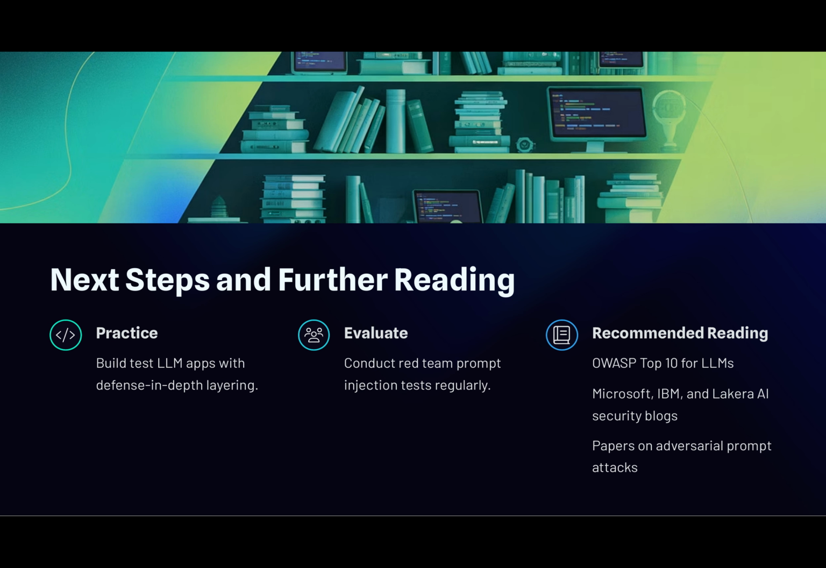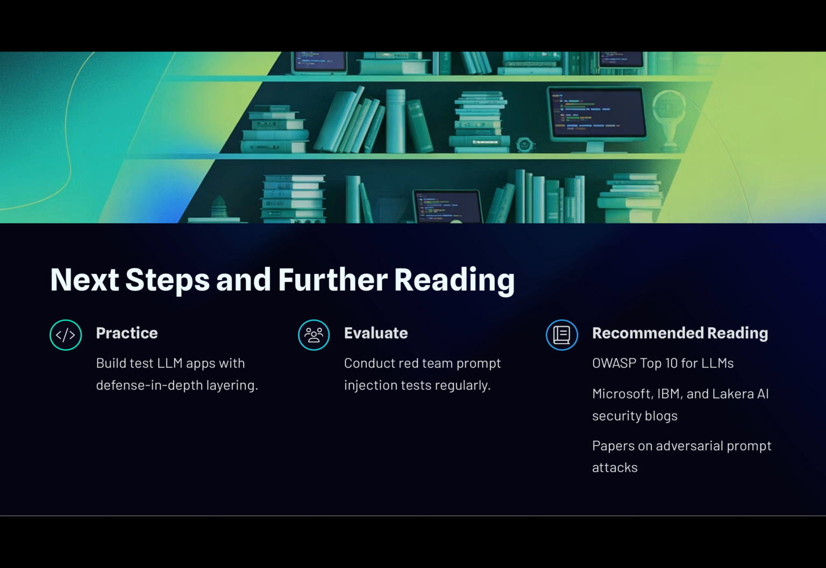Let's dive into some practical next steps and further resources to strengthen your understanding and defenses against prompt injection. Start by practicing what you've learned to build your own test applications using large language models and implement defense-in-depth strategies. This hands-on approach is key to understanding how layered security measures work in real-world scenarios. Make regular red team testing a part of your workflow. By conducting prompt injection evaluations on a routine basis, you can identify potential vulnerabilities before they can be exploited and stay ahead of evolving attack techniques.